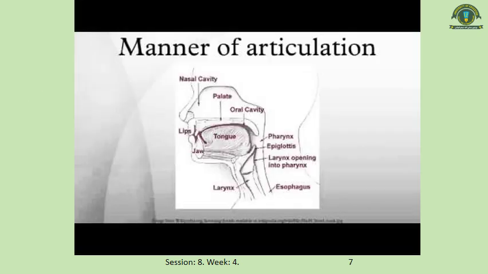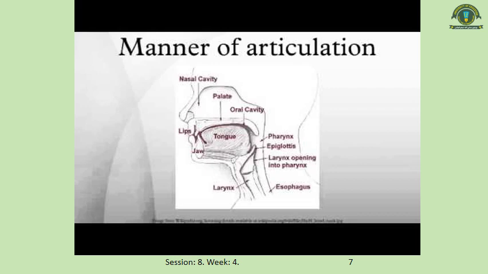Let's try to understand manner of articulation through this diagram. Something happens to the airflow, the airstream. This is what I was trying to tell you, isn't it? Now you can understand that the entire world is over here. This is what we call the manner of articulation. You can see the larynx part, then larynx opening into the pharynx, epiglottis, pharynx is there. But remember, these are not only names, my dear students.